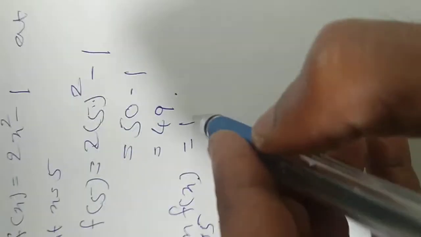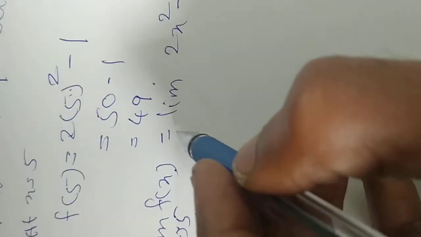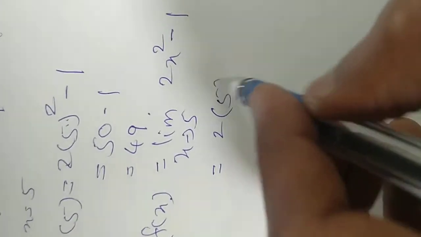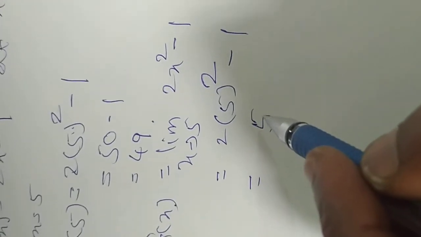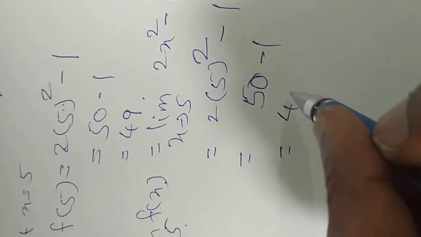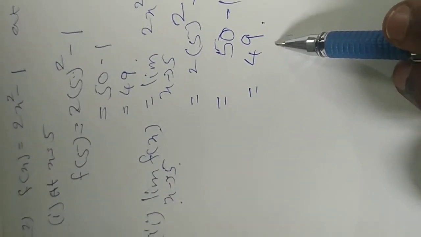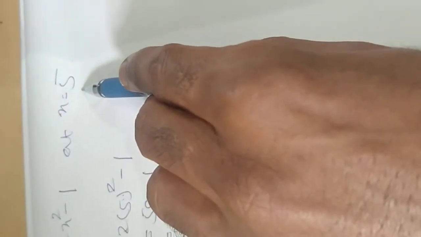So this will be equal to limit of 2x² minus 1 as x tends to 5. So this will give you 2 into 5² minus 1. So that is 50 minus 1, which equals 49. So here also we see that the function is continuous at x equals 5. This is how we check.